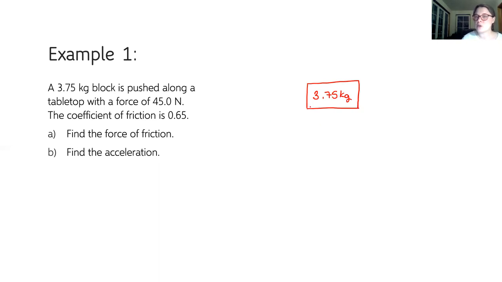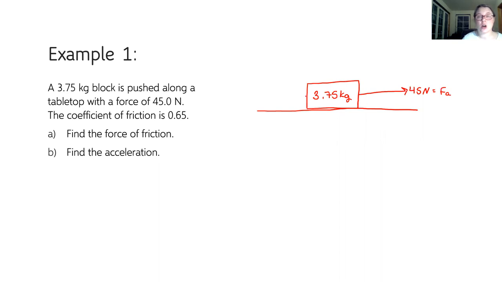All right, what forces, so this is on a tabletop. So here's my surface. What forces are acting on it? Well, it says it's pushed with 45 newtons. So I'm going to assume it's pushed forward. And it's 45 newtons, and then we'll say that's our applied force. Okay, so that's the amount of force I can push with.